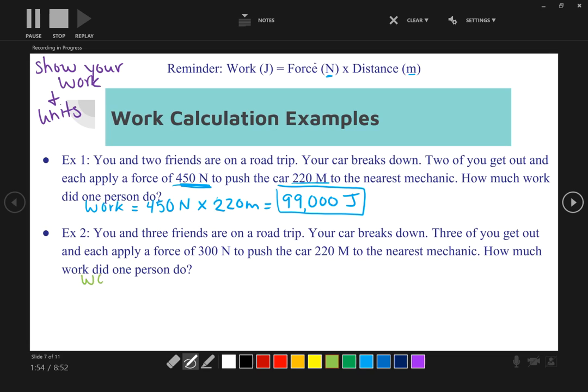So same setup again. Work is equal to your force, 300 newtons, times your distance, 220 m. Type that into a calculator and you get 66,000. Don't forget your unit for work, which is joules.